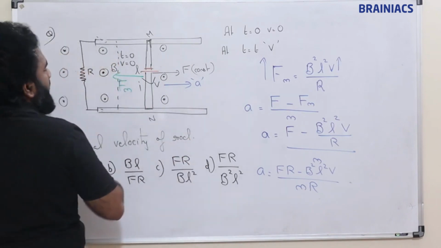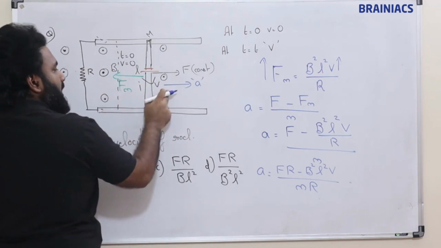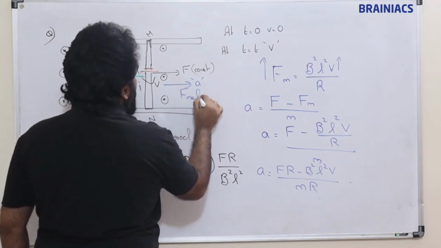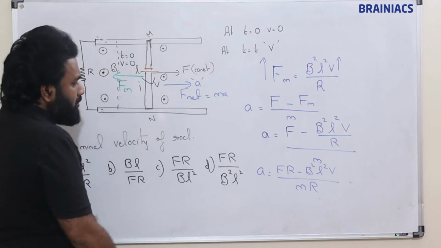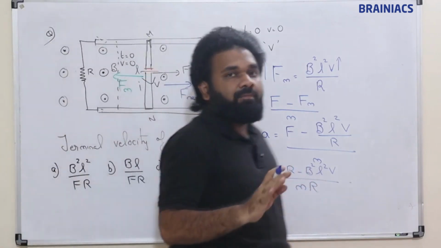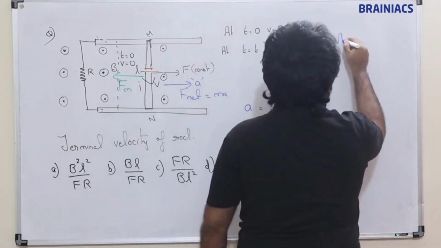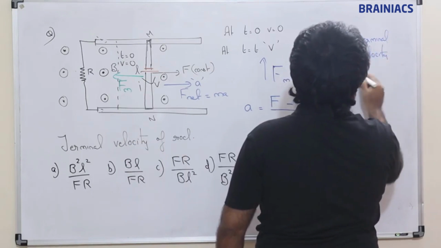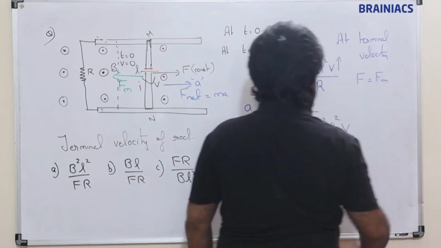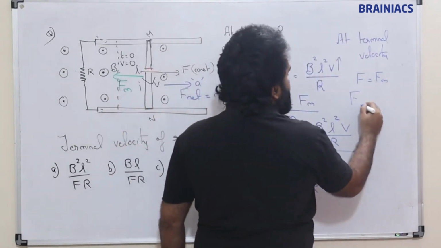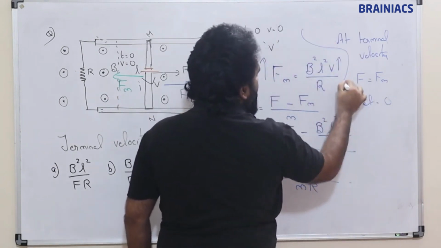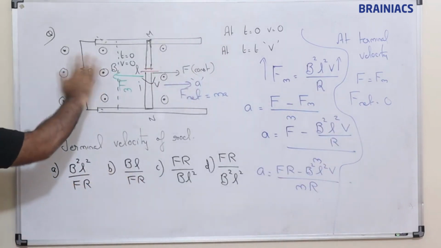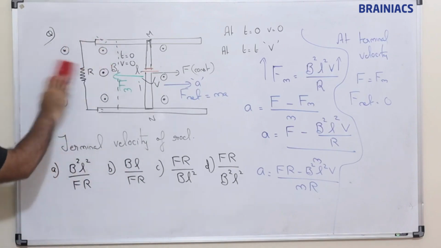As long as this force is more than this one, there will be acceleration in this direction, velocity is changing. F net is equal to what? Ma. Now at terminal velocity, this F will become equal to Fm, that is F net is equal to 0. When this happens, F net will become 0. I think if you have understood this figure, shall I erase this?